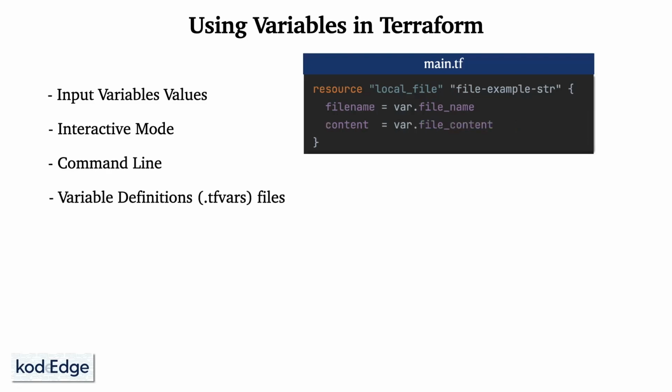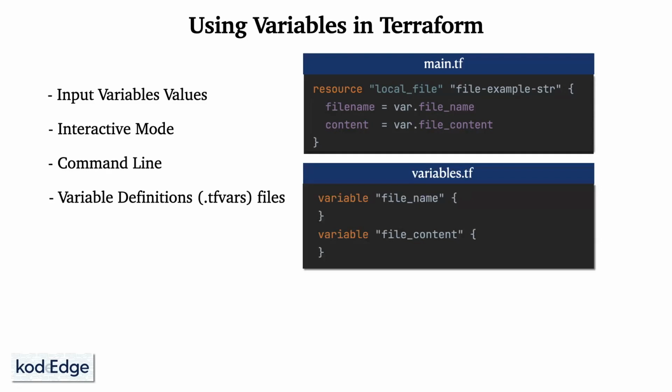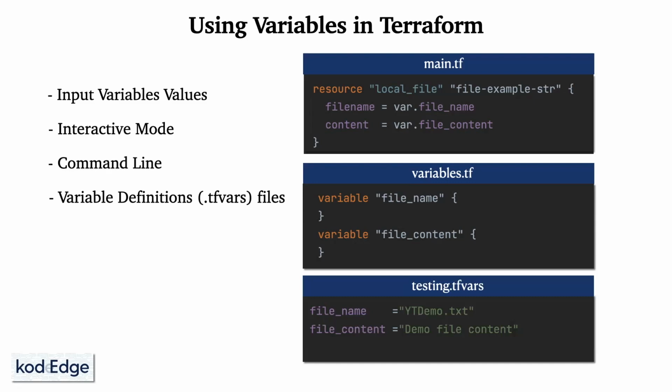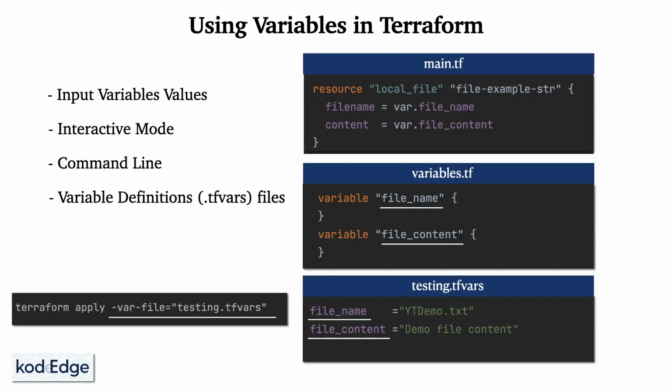Next option is using variable definition file. When there are a lot of variables, it is more convenient to specify their value in a different file. For that, you can make use of variable definition file with file ending in either .tfvars or .tfvars.json as shown in the diagram. In that file, you need to specify variable name and values. Then you need to specify the file name in the command line using var-file option when running Terraform apply command.